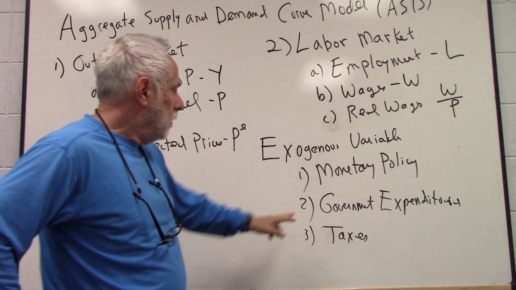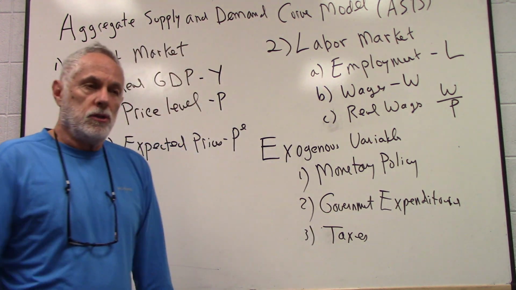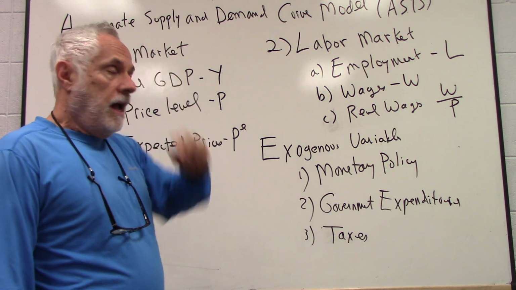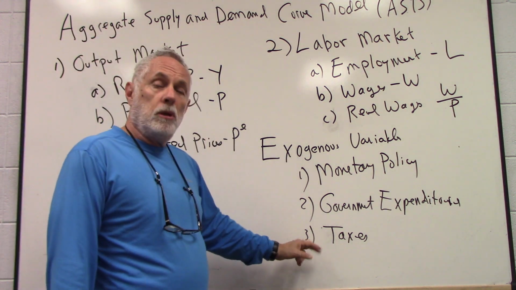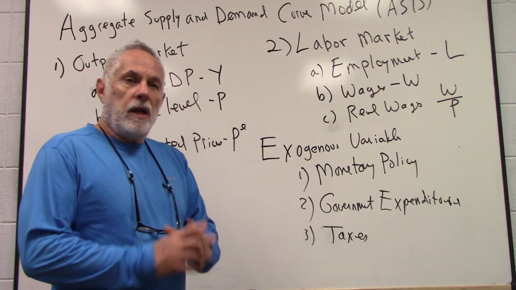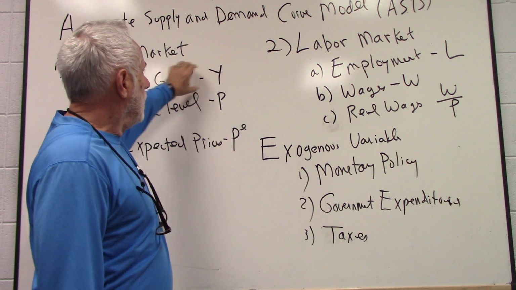Then we'll also be looking at the role of government expenditures, which again are federal expenditures, and that's also going to influence the output and labor market. The third exogenous variable is taxes. So what we have now is a two-market model: the output market and the labor market.